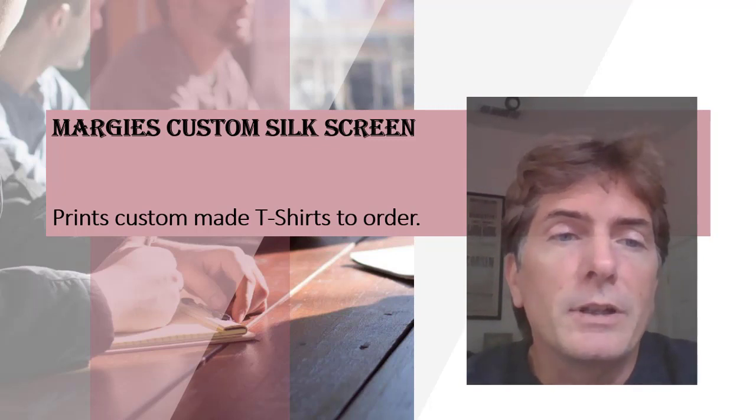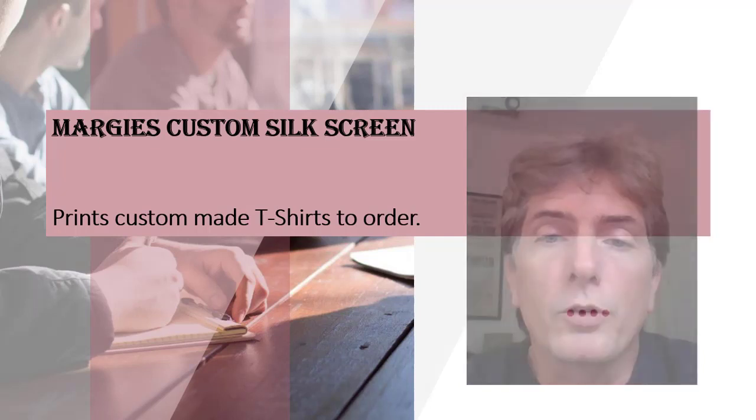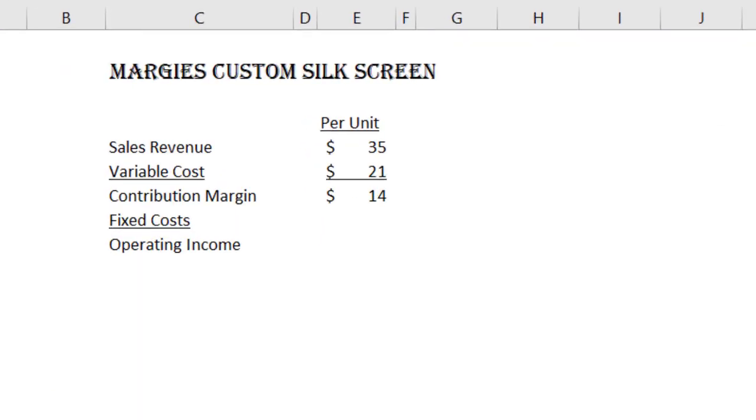In order to do that, we're going to use Margie's Custom Silkscreen as an example company. Margie's business is to print out silkscreens in order to make custom-made t-shirts to order. Margie sells her t-shirts at $35 a piece. She has a variable cost of $21 for every t-shirt. As you might recall, variable costs are incurred when Margie has a sale, when she needs to produce one of her t-shirts. So in her case, the variable cost would include the t-shirt itself and then the ink that's used to do the silk screening.